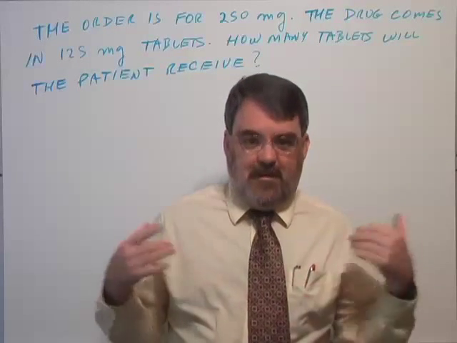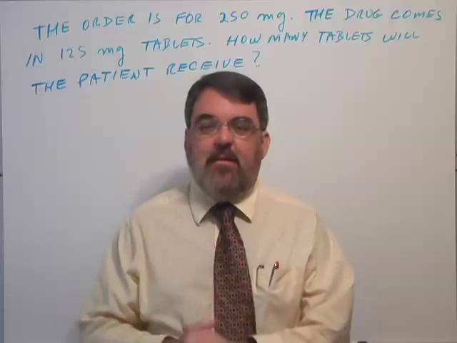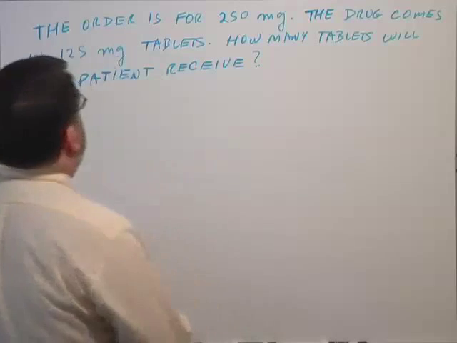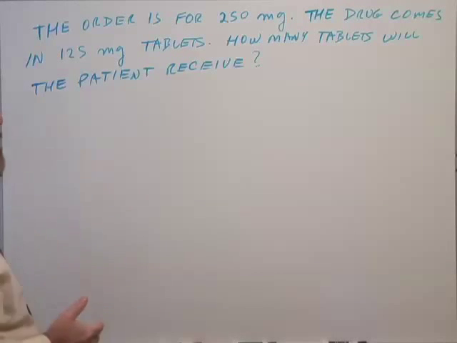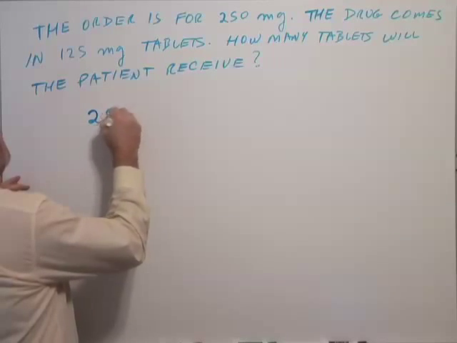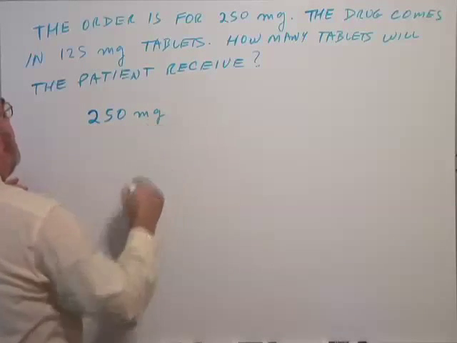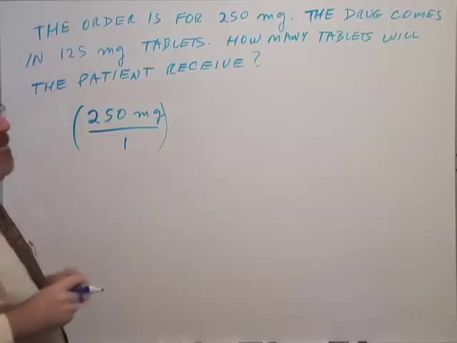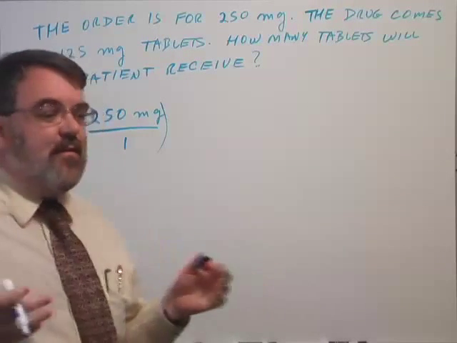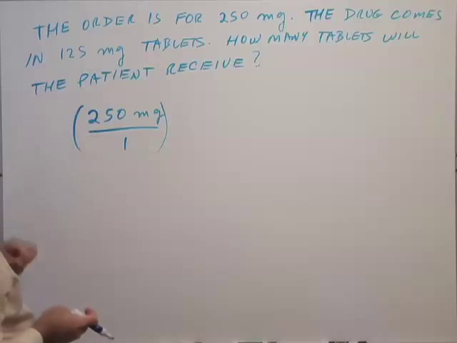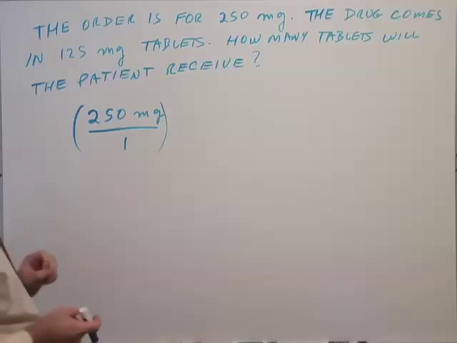Now, it's not necessarily the dose you're going to give the patient that we have to calculate, but the prescribed dose here is 250 milligrams. So I'll begin with that, 250 milligrams, and I'll put that over 1. Students seem to be a little more comfortable multiplying fractions when we list them as a fraction over 1, and that's perfectly fine.